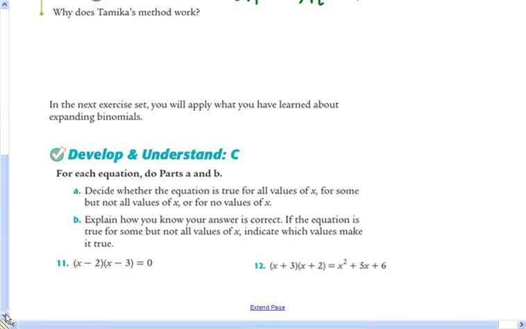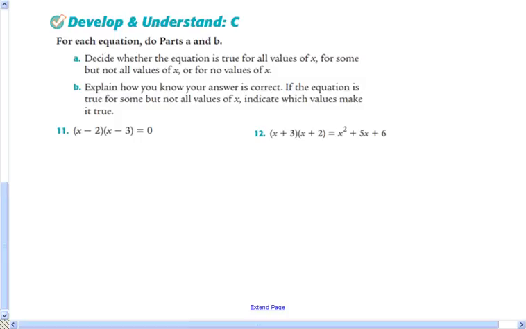All right, let's do a couple more problems here, using our skills to solve a couple problems. Decide whether the equation is true for all values of x, for some but not all values of x, or for no values of x. I'm going to do the first couple with you, and then the rest I can do in class. Explain how you know your answer is correct.